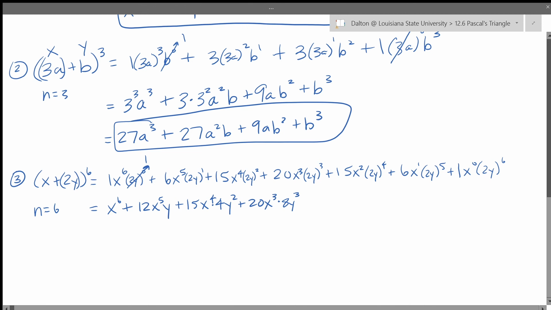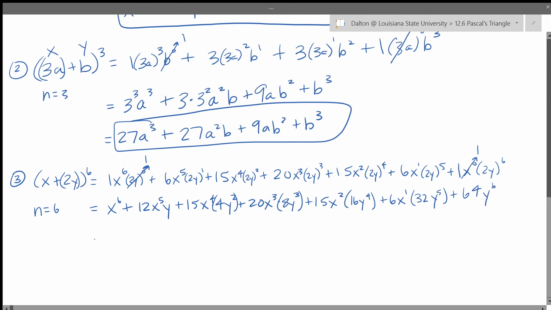Let me keep these in parentheses just so you could tell the difference and where they're coming from. Okay, plus 15x squared times 2y to the fourth in parentheses is 2 to the fourth y to the fourth, which is going to be 16y to the fourth, plus 6x to the first times 2y to the fifth. 2 to the fifth is going to be 32 times y to the fifth, plus x to the 0 is 1. So this last term is just going to be 2y to the sixth. Again, that's in parentheses, so 2 to the sixth is 64, and then y to the sixth.